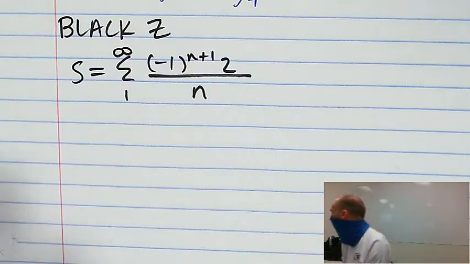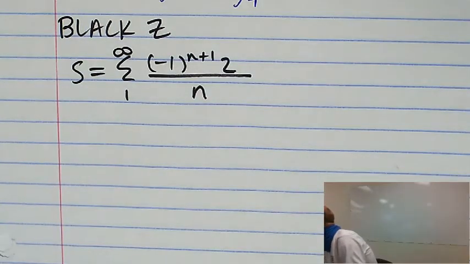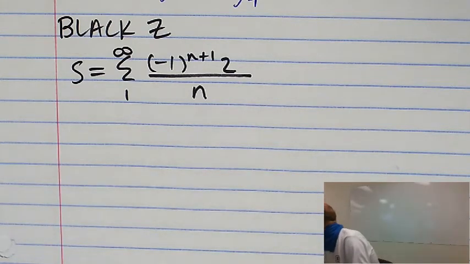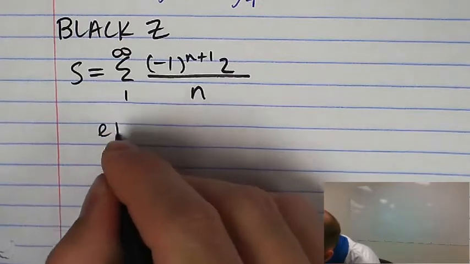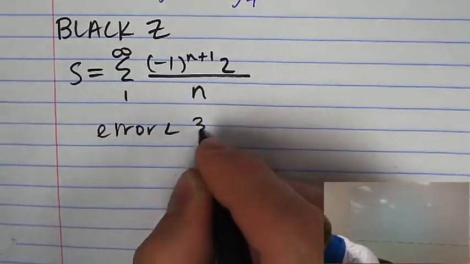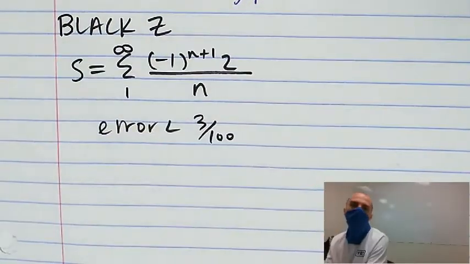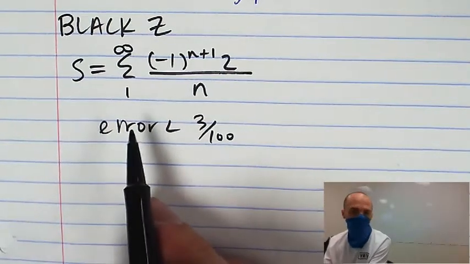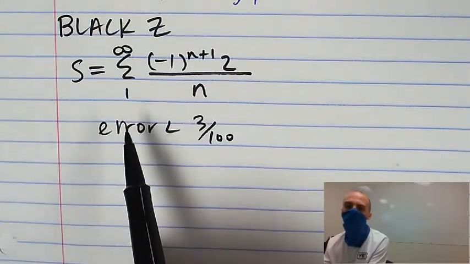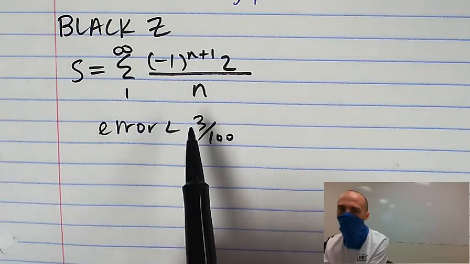Okay, we're going to approximate it with a partial sum, and it's like, what is the lowest number of terms that we can use to guarantee that the error of that partial sum is less than 3 over 100. So we want error less than 3 over 100. So we know that error is just the next term. So we need to figure out how many so that the next term goes under 3 over 100.